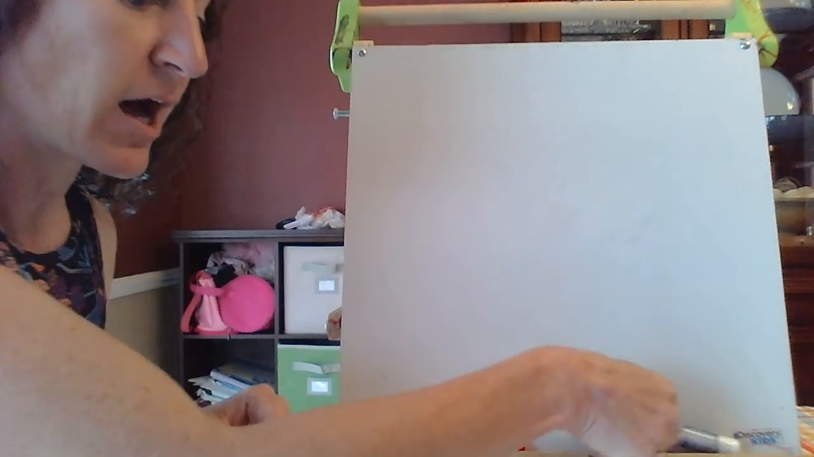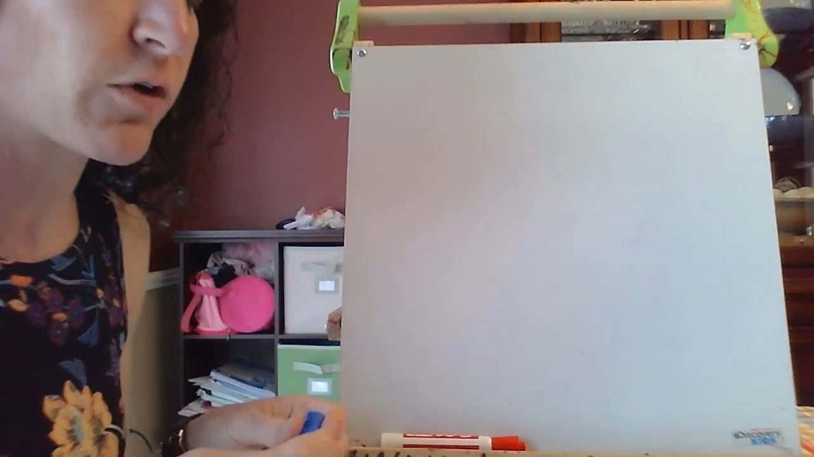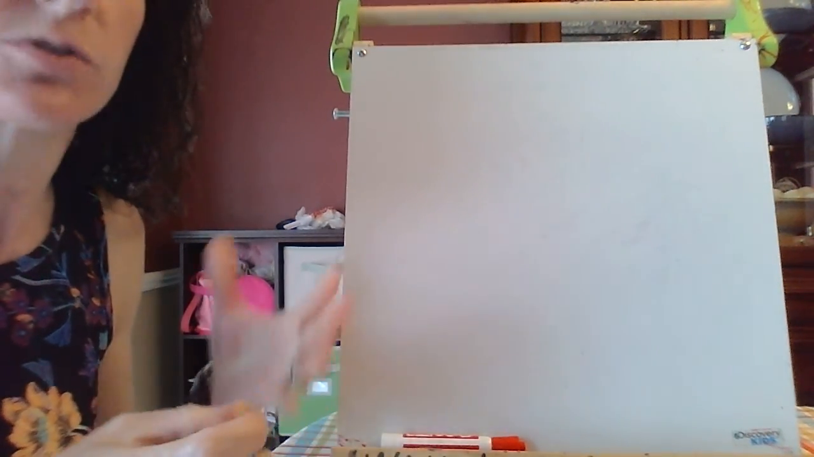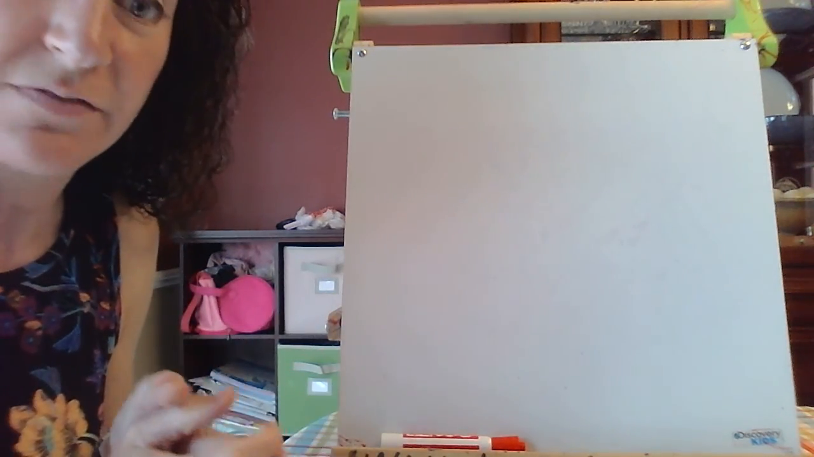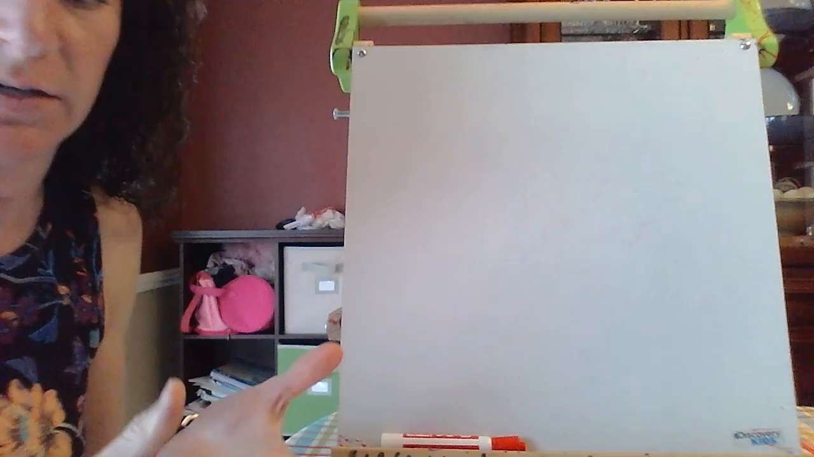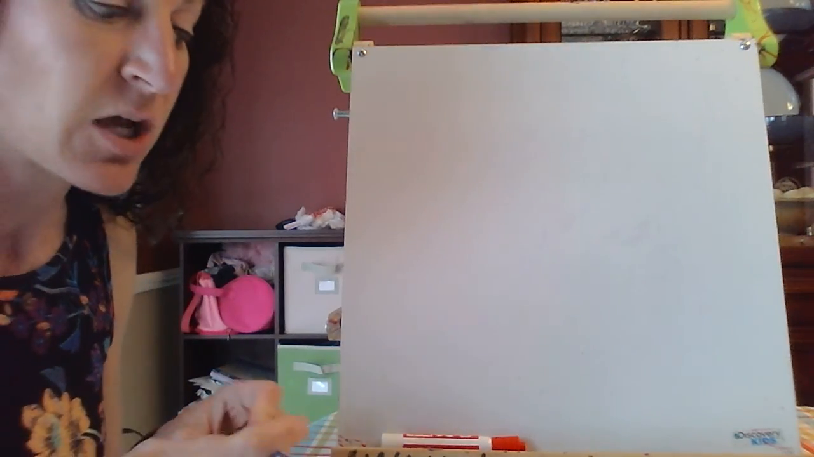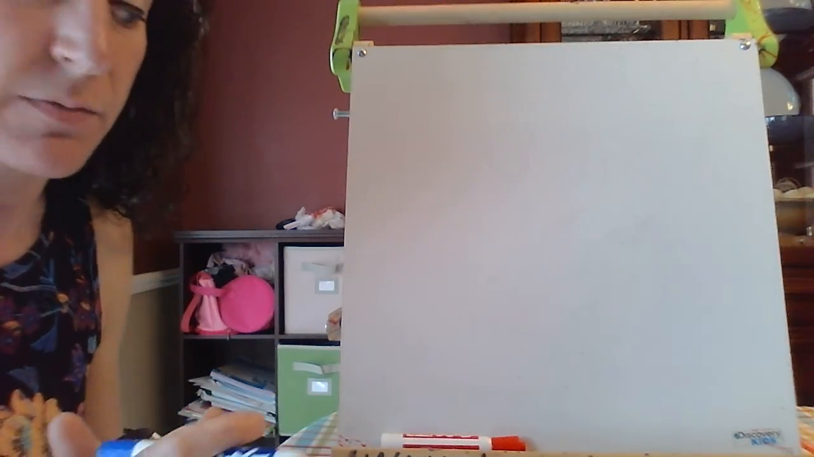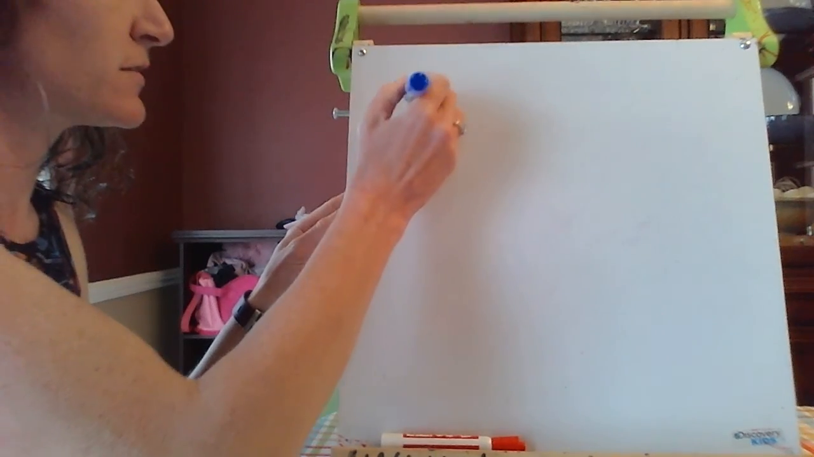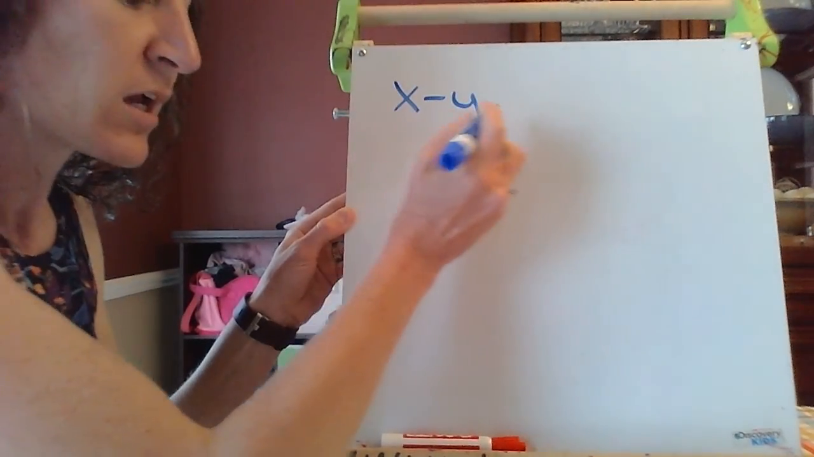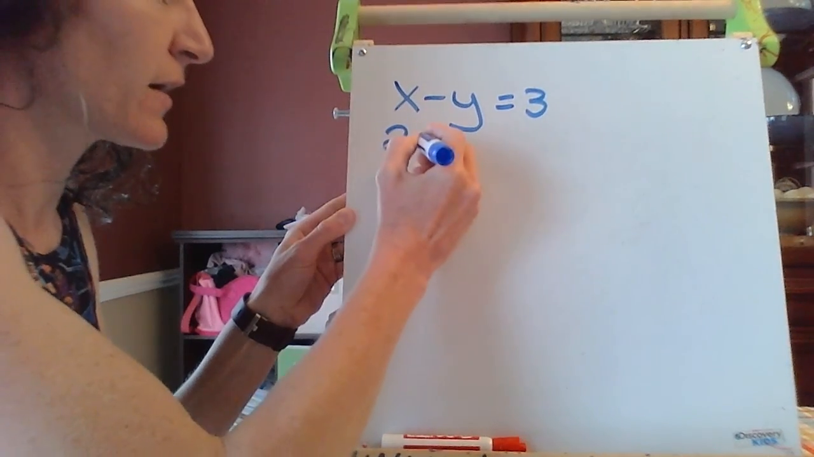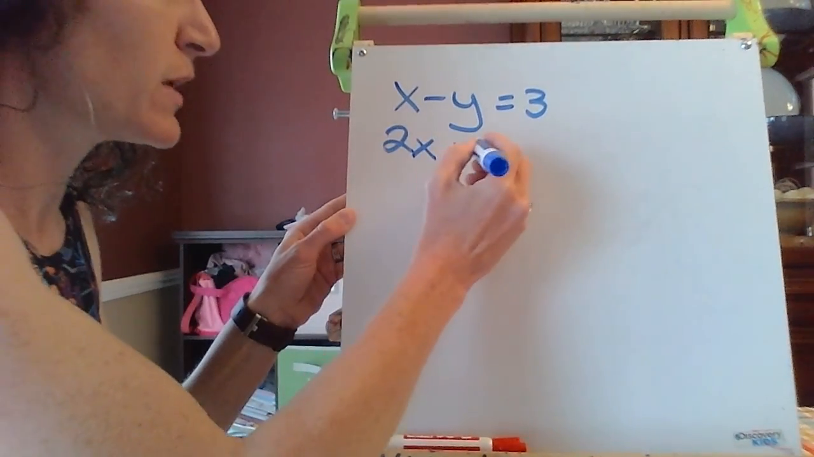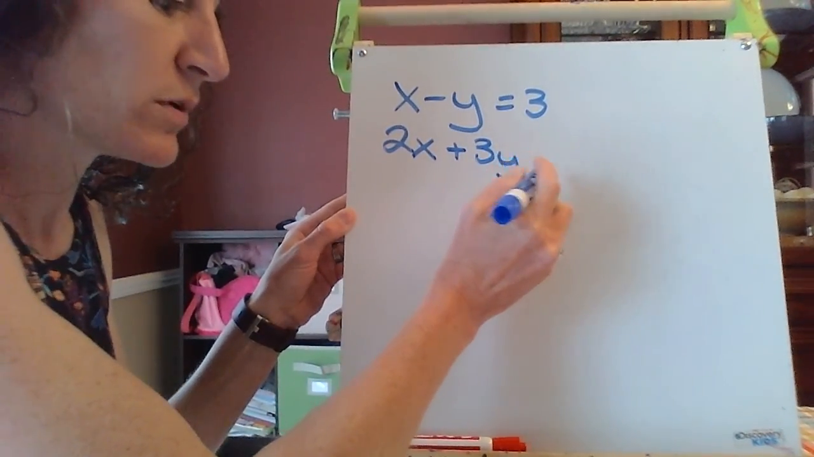Okay, so when we do graphing, we're going to look for an equation that has two variables. So in our case, graphing is x and y. And we're going to look at where those two equations intersect when we graph those lines. So our first system is going to be x minus y equals 3 and 2x plus 3y equals 6.